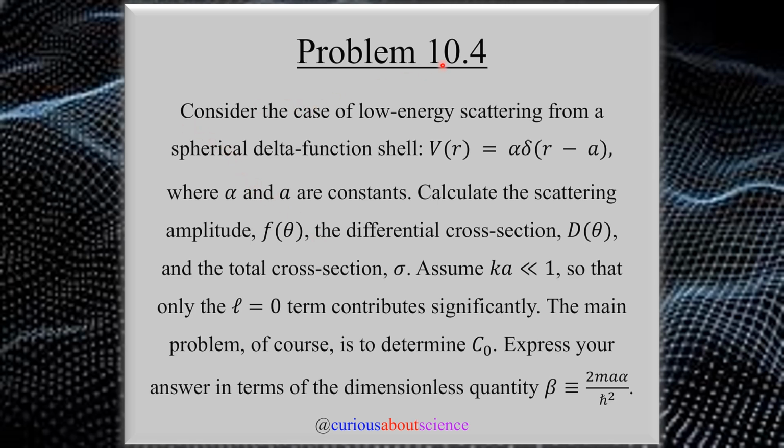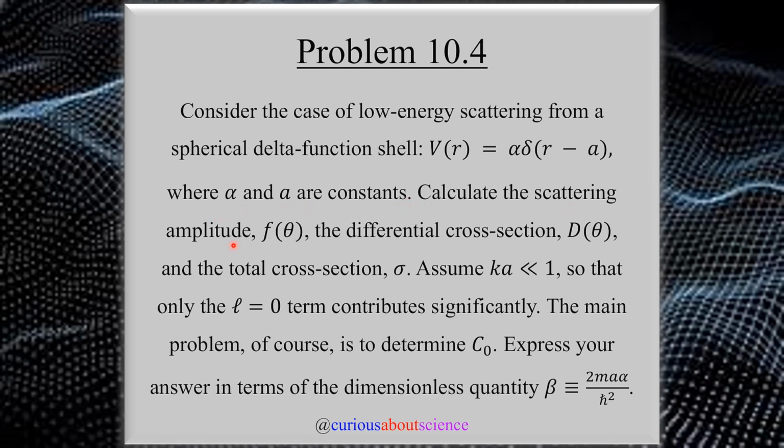Alright, so this is problem 10.4 out of Griffiths' Intro to Quantum Mechanics, 3rd edition, of course. It's asking us to consider the case of low energy scattering from a spherical delta function shell, where we have V(r) equal to some constant alpha times the delta potential located at a, where alpha and a are constants.